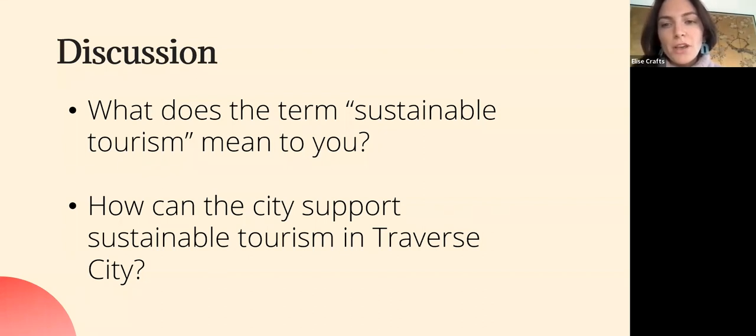We offered a broad academic definition for what sustainable tourism is. We want to know what that means for you as it relates to your experience in Traverse City. And then how can the city support sustainable tourism in Traverse City in the future? So we're going to break out into those discussions with your peers, and each of us, so Sean, myself, Rowan, and Sarah will be in each room to facilitate and help guide that discussion. We'll pull key themes and then come back as a group to report out what we heard. I think it'll probably take 15 to 20 minutes to have that discussion in the breakout rooms, and then we'll come back together around 3:20, let's say, and wrap up and next steps.